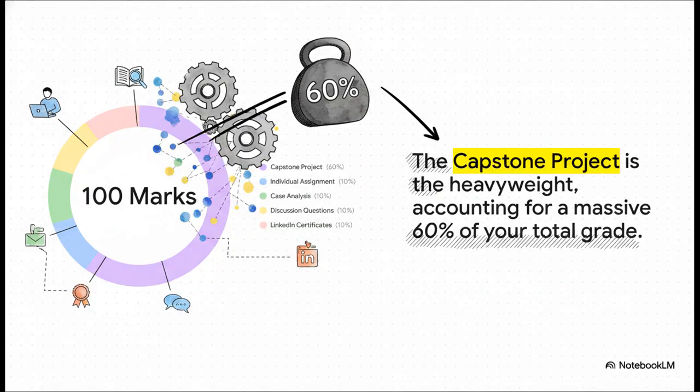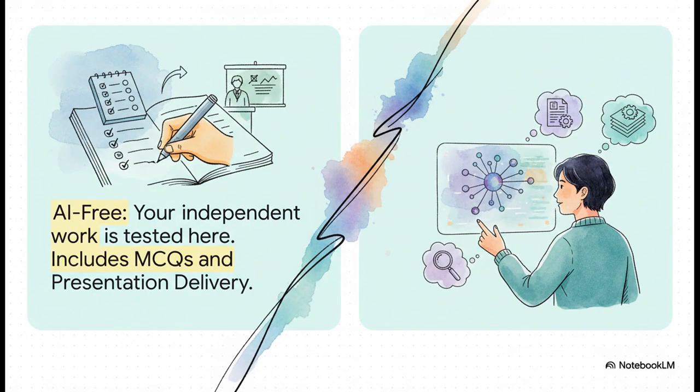This chart really says it all, doesn't it? The Capstone Project is the absolute centerpiece of the course, worth a massive 60% of your final grade. The other 40% is split evenly between 4 other things: an individual assignment, a case analysis, discussion questions, and some LinkedIn certificates. So the big takeaway here is that while everything counts, your success in this course really boils down to that team-based capstone. I think this is really smart.